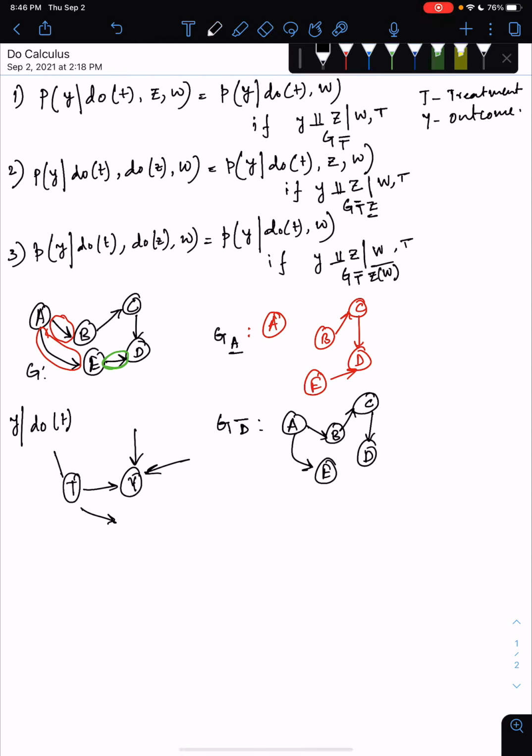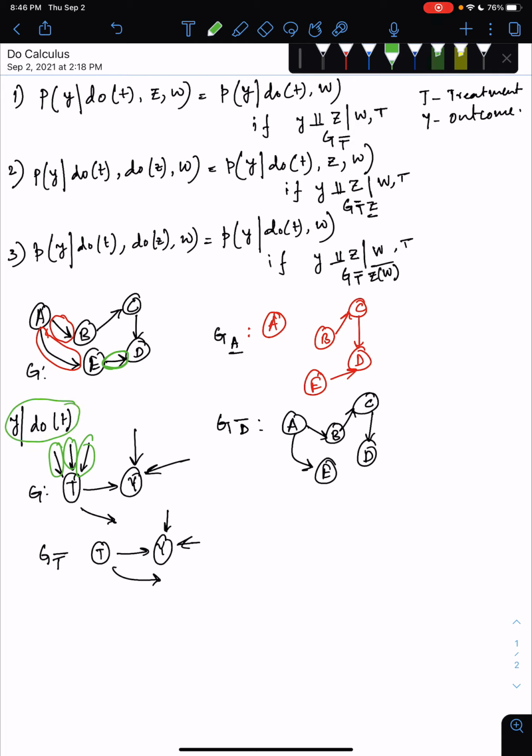Okay, let me do it again. This is my original graph, and this is my causal graph. We actually removed these three edges because we are doing this do T. That is why, in all these three cases we have this T bar. So our main concentration will be to understand what this T bar is.